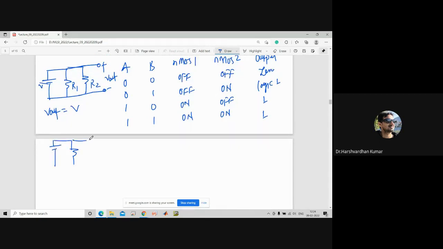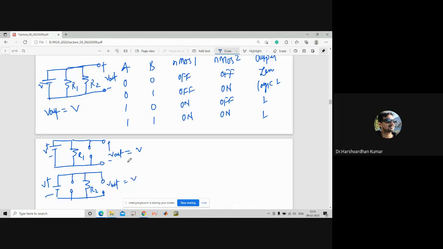Let us say that due to some reason, R2 has been replaced or it has been burnt. Then again I will ask, what will be the V output here? Same V, right? Now try to configure another possibility, that R1 is burnt, and here we are interested in finding the V out. Again, you will get the same voltage, right?